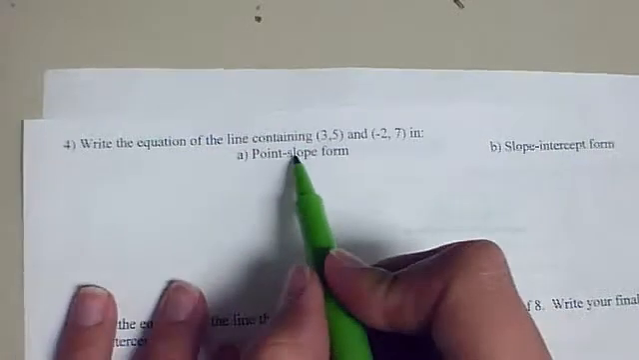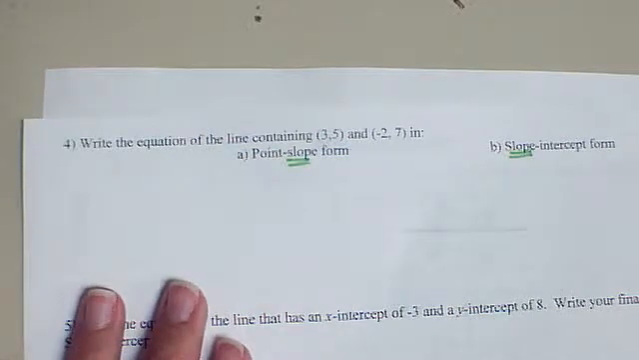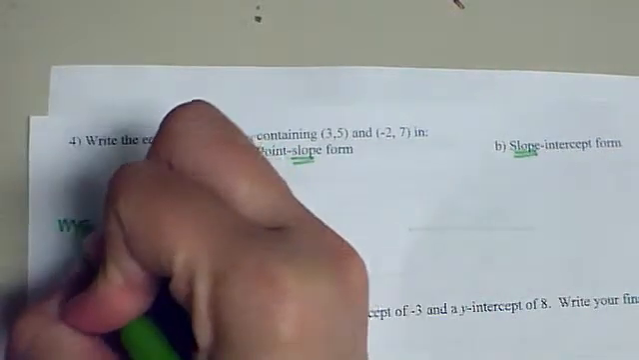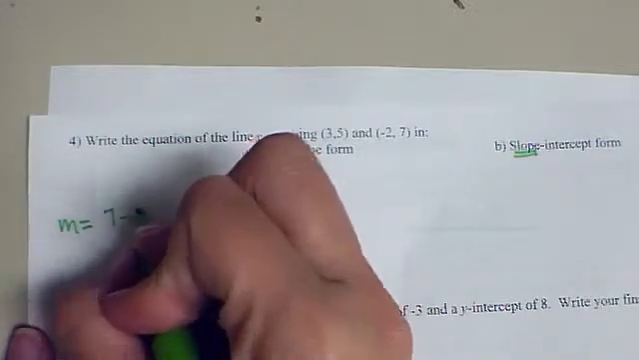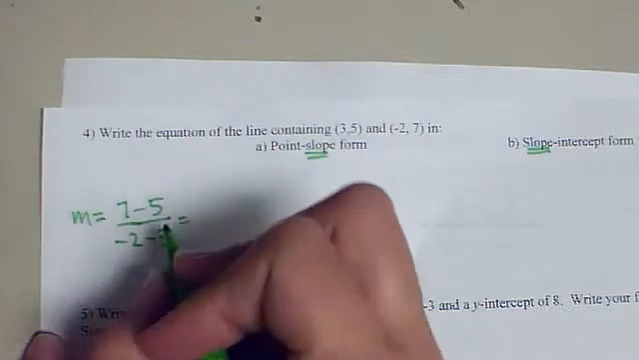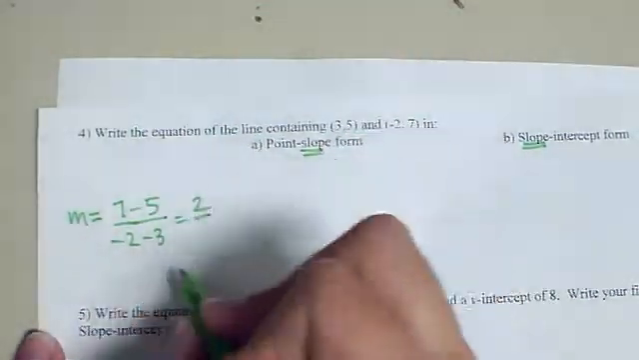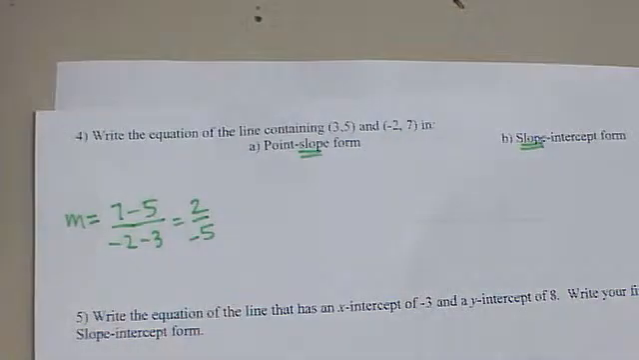Now, both of these have a key word, and that is that you need the slope. You don't have the slope, you have 2 points. But from there, you can find your slope. So that's the first step, find your slope. 7 minus 5 over negative 2 minus 3. 7 minus 5 is 2. Negative 2 minus 3 is negative 5. So our slope is negative 2/5.